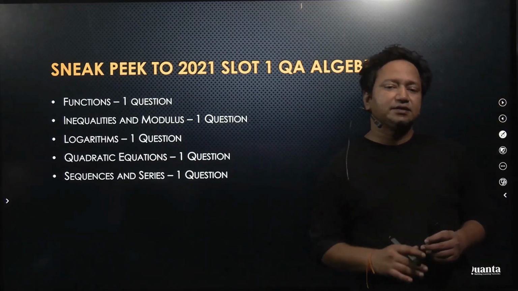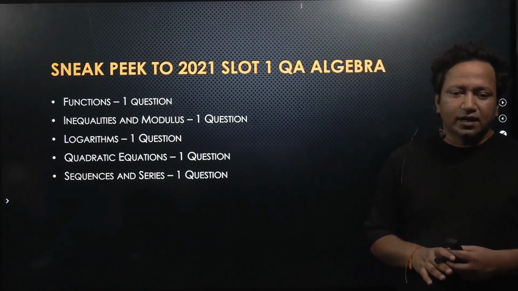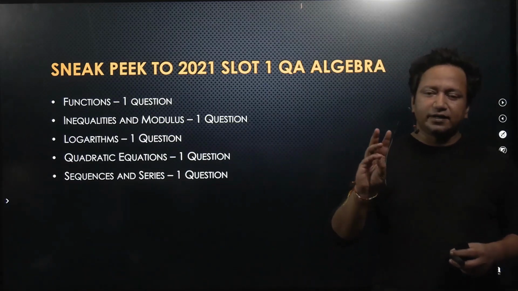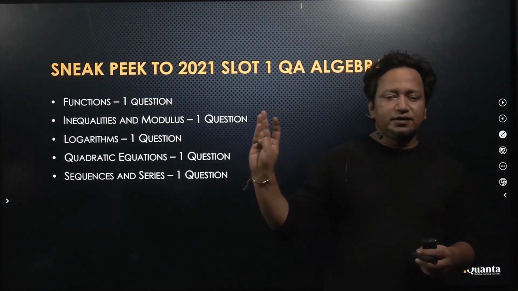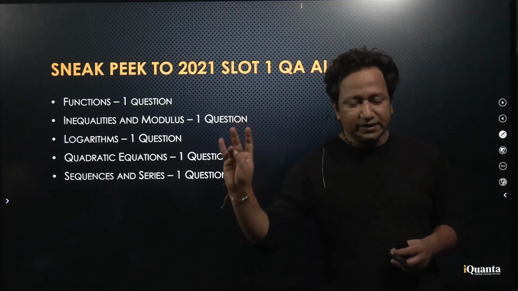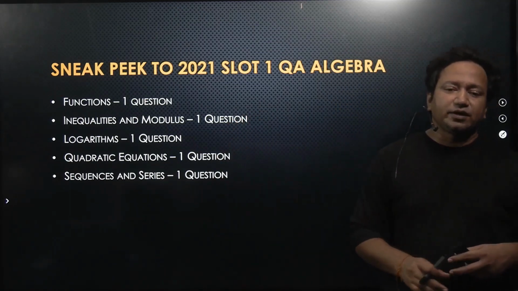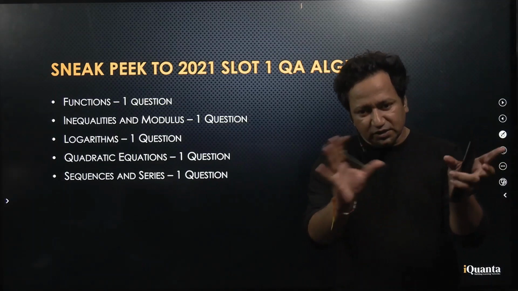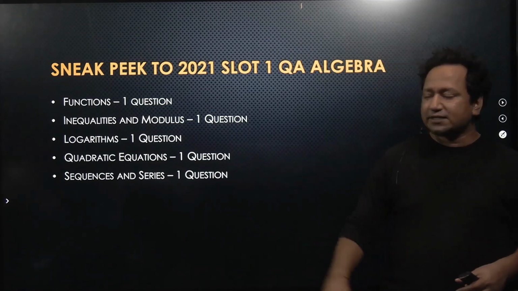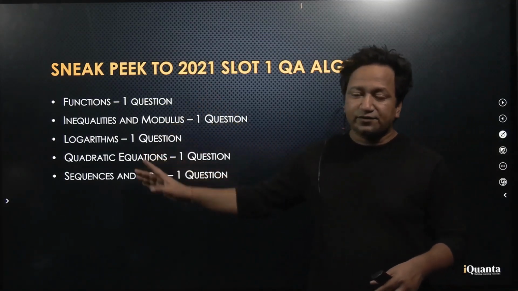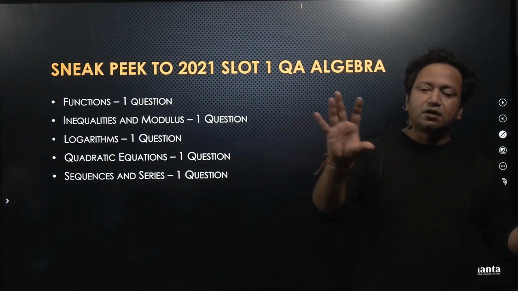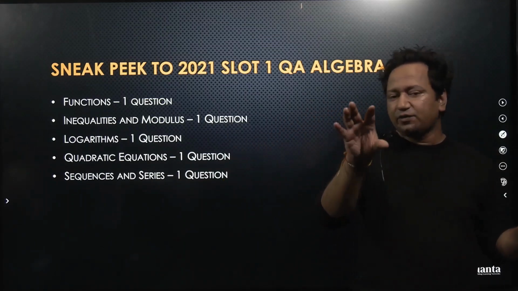So there were 5 questions in total, out of which the first question was on functions, then we had inequalities and modulus, then logarithms, then quadratic equations, and then sequence and series. A lot of students ask me, okay, can we ignore algebra or certain parts of algebra? I would say no. Because as you can see here, there are 5 questions from 5 different chapters of algebra. All the chapters are equally important in CAT.